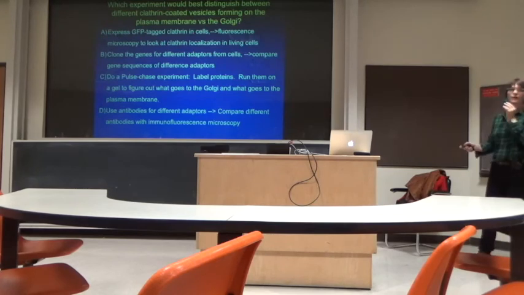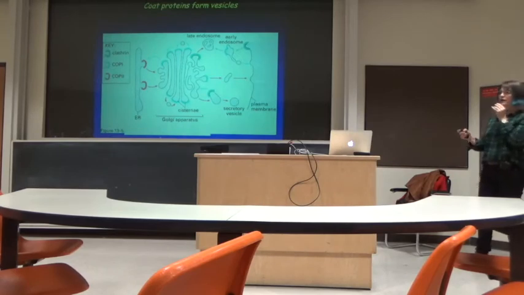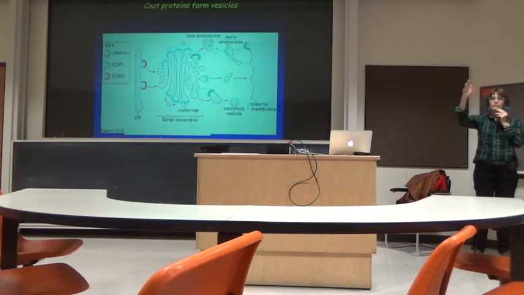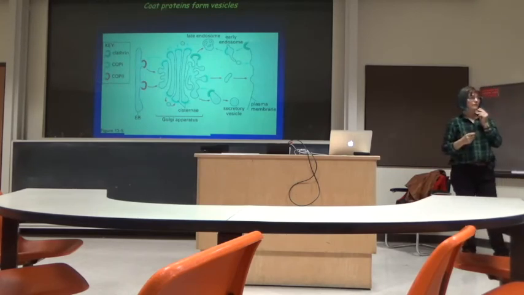And then the entire back row chose D, which is use antibodies for different adapters and compare them with immunofluorescence microscopy. What you're remembering perhaps from the last experiment is that clathrin has two layers. There is clathrin as the outside shell, and then adapters in the inner shell. If you raised antibodies against these different adapters, perhaps you'd see different localizations.